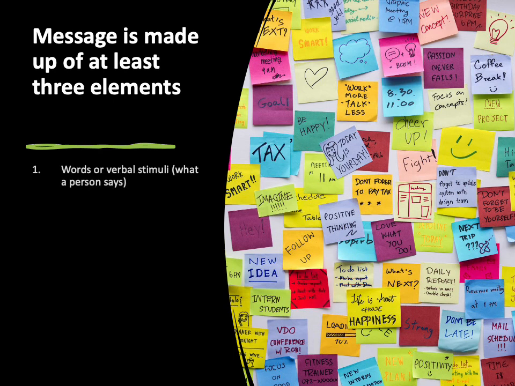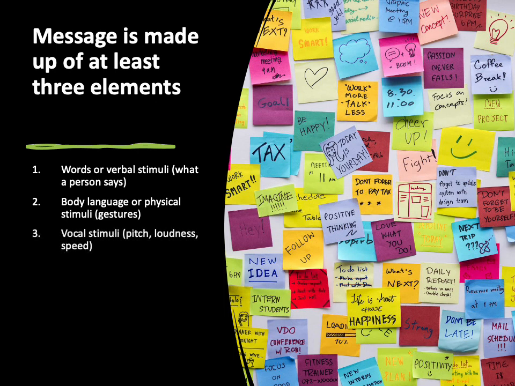So the message can be words or the verbal stimuli, so exactly what the person says. It then can also encompass the body language or the physical stimuli. So your gestures, the way you hold your body, the leaning in or the backwards, and the communication through body language that others are representing back to you. And then we also have our vocal stimuli. So that's our pitch, our loudness, our speed. And a lot of that gives away other feelings that we have. So all three of those together form our communication.